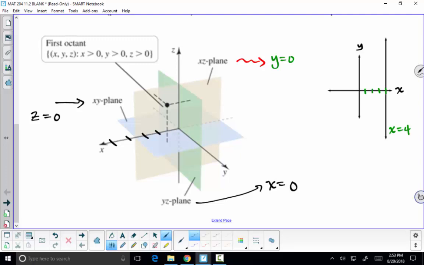No restriction on the y. If that plane's right here, you can go y as much as you want. And then z, same thing, no restriction. You can go up or down as far as you want. So x equals 4 would be a plane parallel to the yz plane. Takes a little practice.